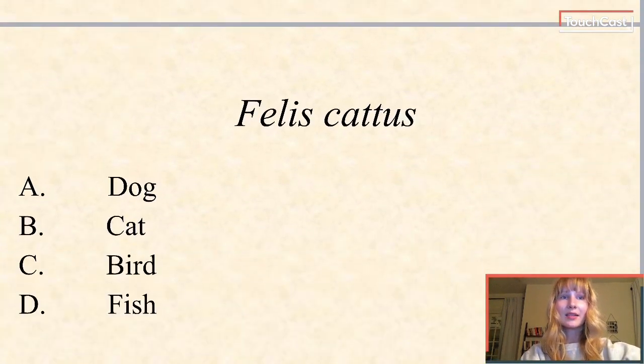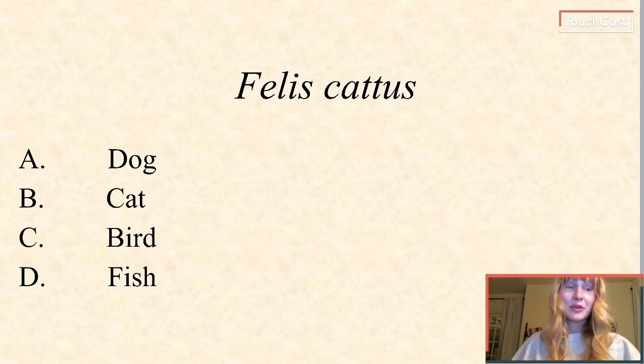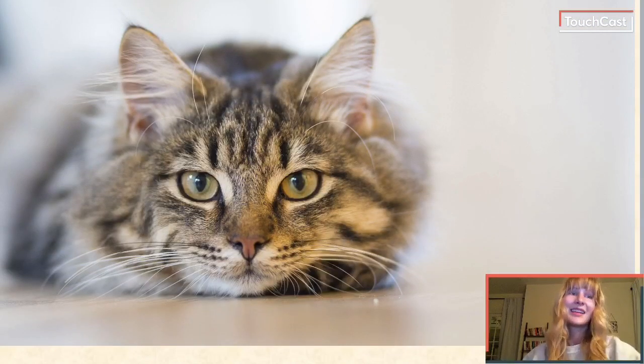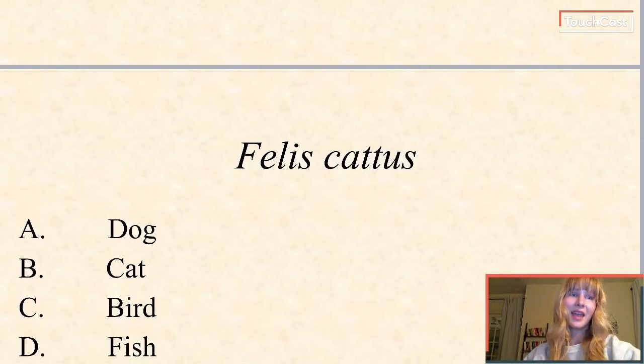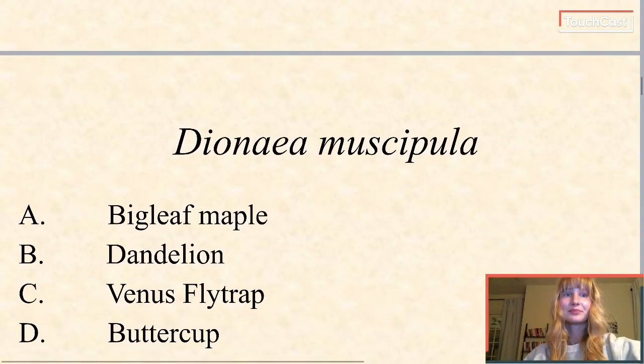So here are some quick ones that I want y'all to figure out. So you can pause it and I'll reveal the answer after you try to guess. So the first one is Felis catus. A, B, C, or D. Do you think it's the dog, cat, bird, or fish? Okay, and the correct answer is cat. Feline, felis, and then catus, cat. Maybe that was an easy one to figure out.